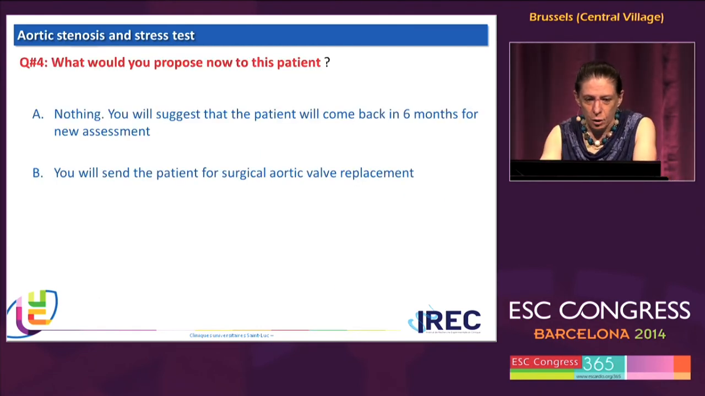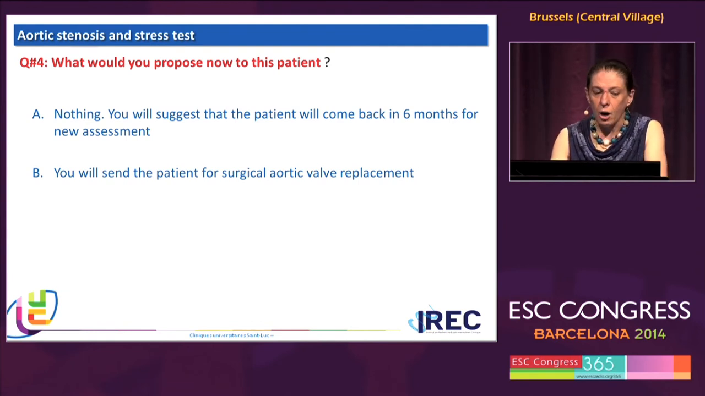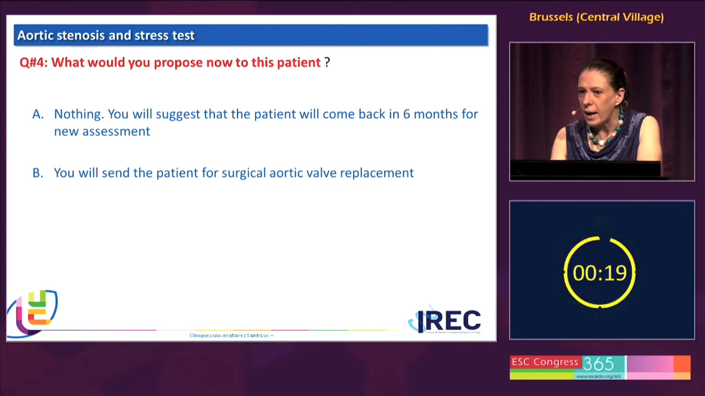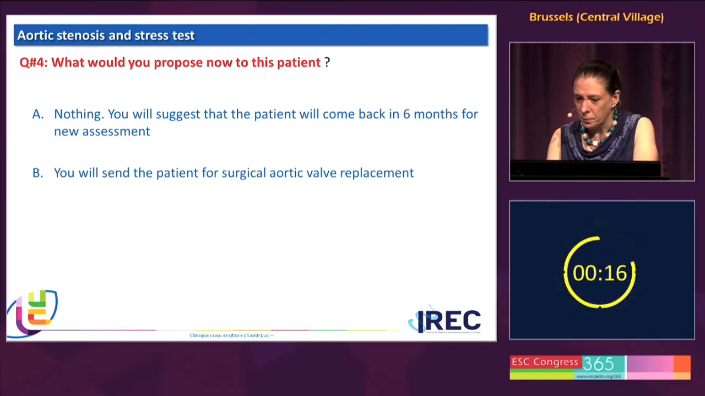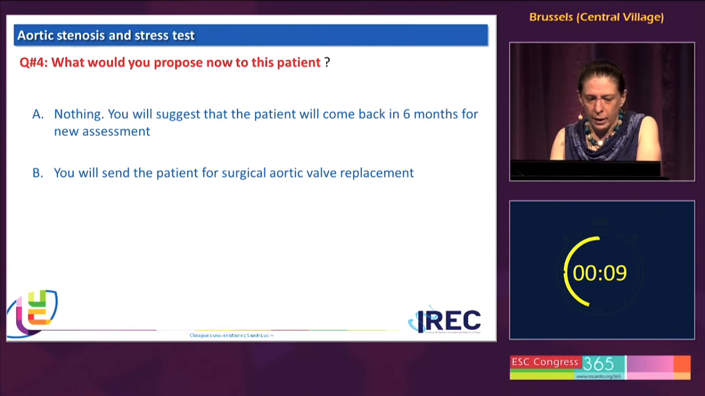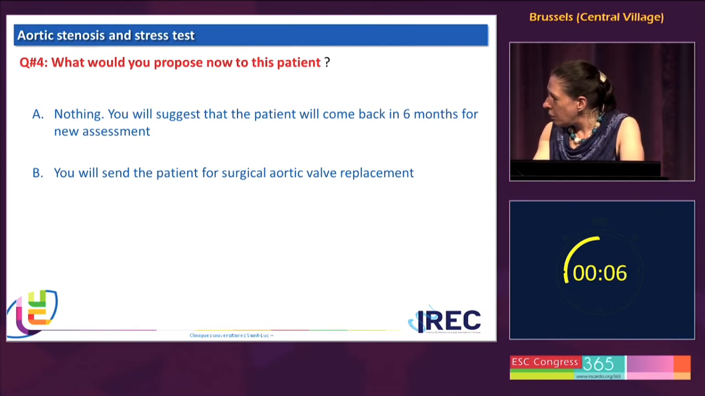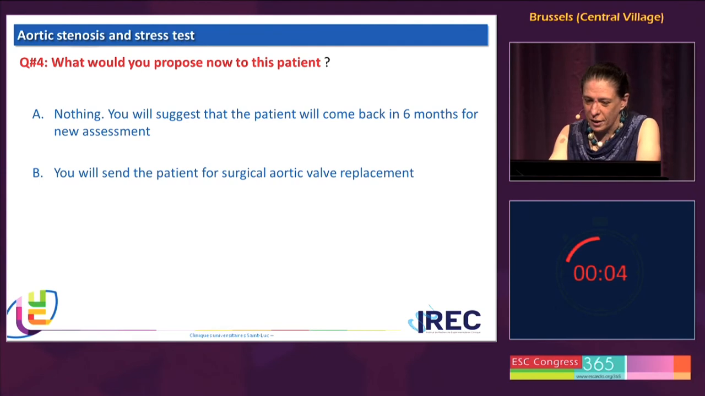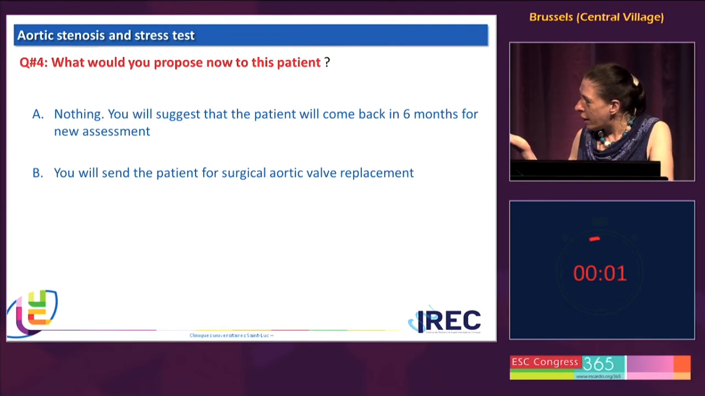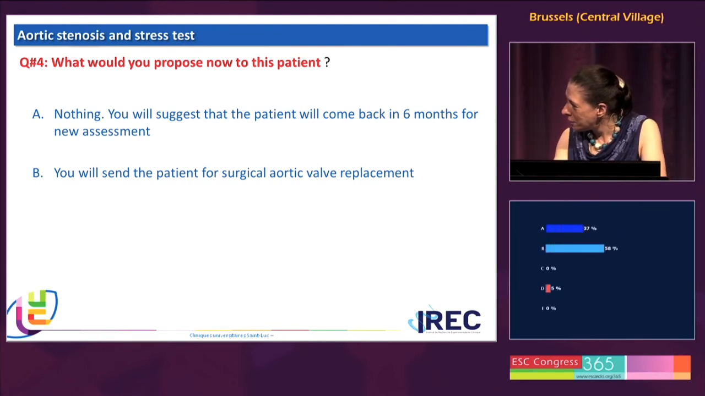So now, if I ask you for the final vote, what would you propose to this patient? Still nothing, you would suggest that the patient come back in 6 months for a new assessment, or you would send the patient for surgical aortic valve replacement. So I will ask for your advice now, please vote. This is a young patient, 63, very active, low operative risk, but operative risk is never 0. No, it's never 0, but if you drive your car in Paris, it's never 0.